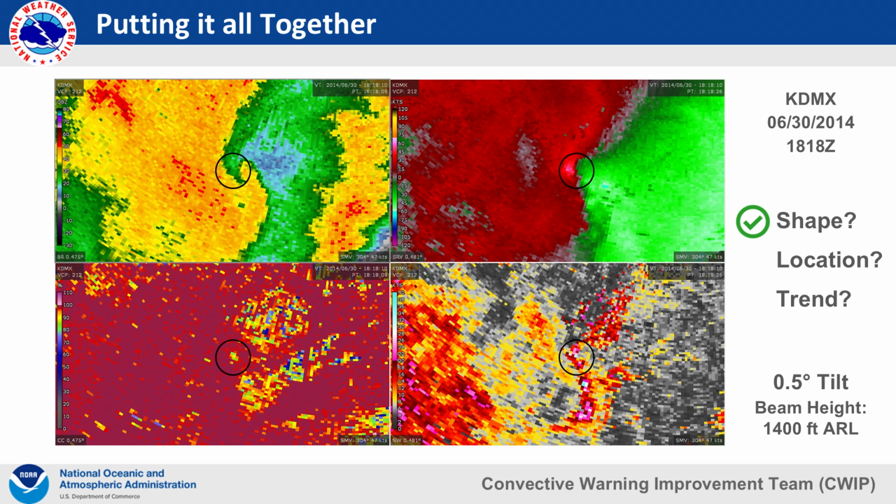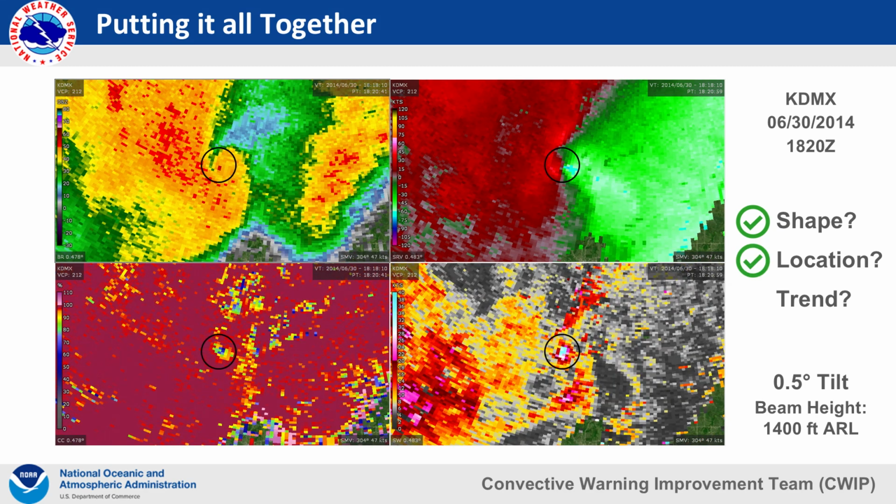So let's move on to the next scan and see what we have there. In a couple minutes later, this is a SAILS cut. You'll notice the reflectivity has spiked, the couplet has tightened, the correlation coefficient has dropped. So we're meeting both the shape and location components of this identification technique. Can't quite establish a trend yet because this is, again, a SAILS cut.